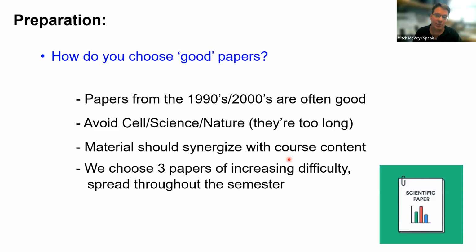I choose new papers each year just because otherwise I start to get bored, and I don't like being bored. So I have found that papers from the 1990s and the 2000s are often good, especially for the initial papers. As the students get more experience in reading the literature, they're able to read papers that are more modern. I usually avoid Cell, Science, Nature, and other journals where the papers are too long, especially with 20 supplemental figures. That's just too much to deal with. And I want to make sure that the material can synergize with the course content. So we choose 3 papers, usually of increasing difficulty, and they're spread throughout the semester, basically 1 per unit of the course.